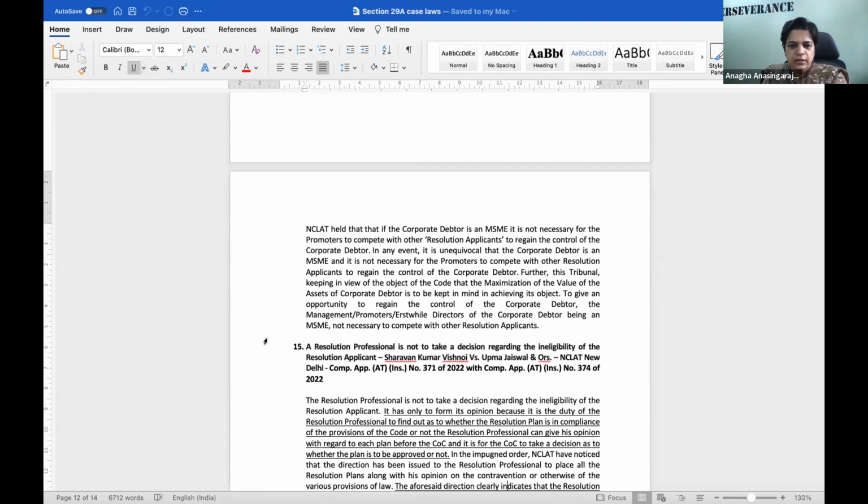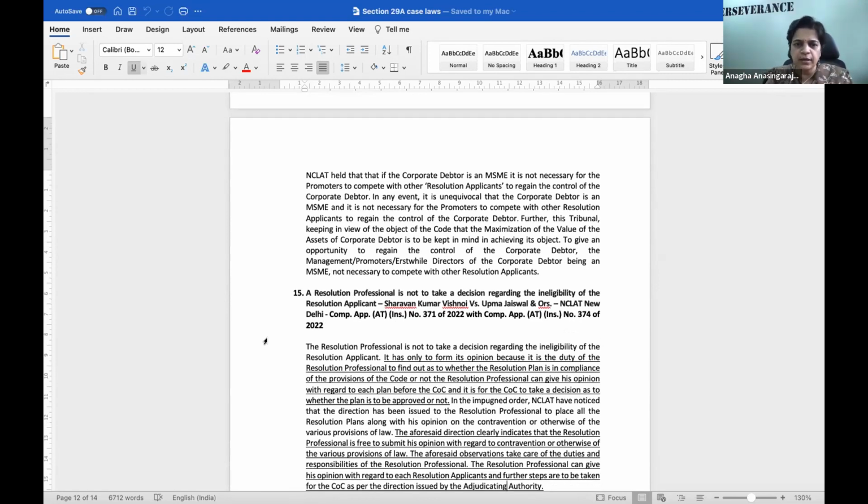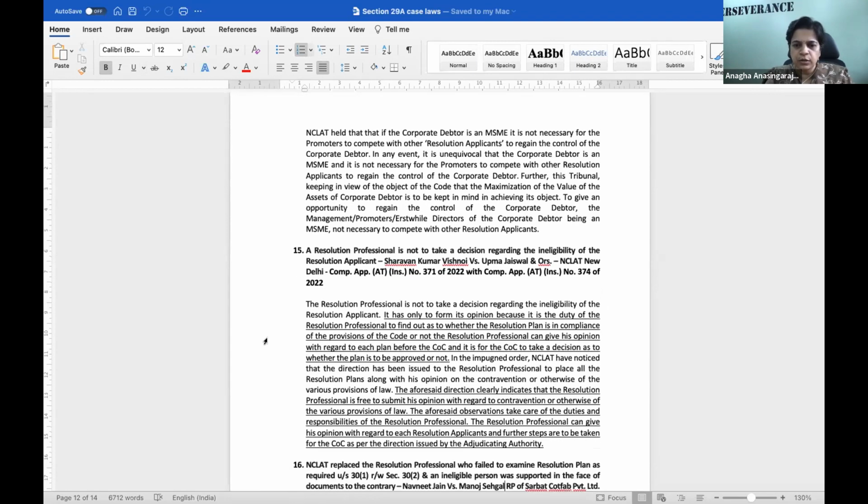Again, 15 is the same: whether the RP can take a decision regarding the ineligibility of the resolution applicant. Again, it is held that no, the RP is not to take a decision regarding the ineligibility of the applicant. It has only to form the opinion, because it is only the duty to form the opinion and place the resolution plans before the COC.